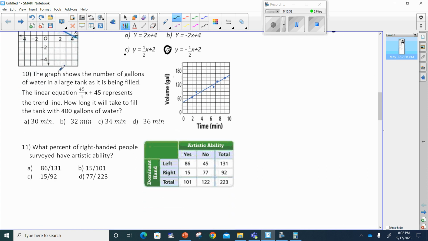Number 10 says the graph shows the number of gallons of water in a large tank as it's being filled. The linear equation, 45 over 4x plus 45, represents the trend line. How long will it take to fill the tank with 400 gallons? Well, we could take that formula, 45 over 4x plus 45, and we can go ahead and put it equal to 400.